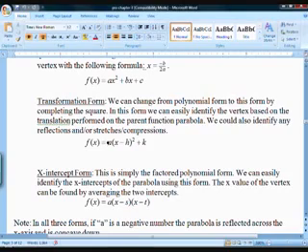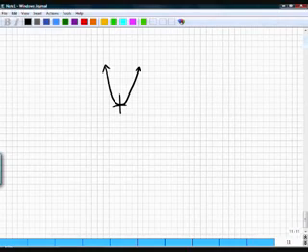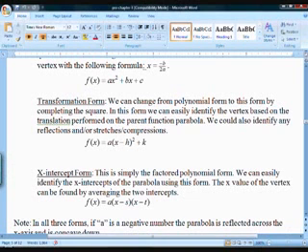Transformations, that would flip it up and down. It would flip it across the x-axis, then it would be concave down. What if a was a number like 3? It would stretch it vertically by a factor of 3. It'd make it skinnier. If it was a number like 1/2, it would compress it vertically by 1/2, make it shorter and fatter. So that's your transformation form.